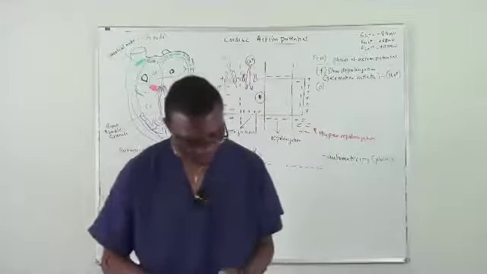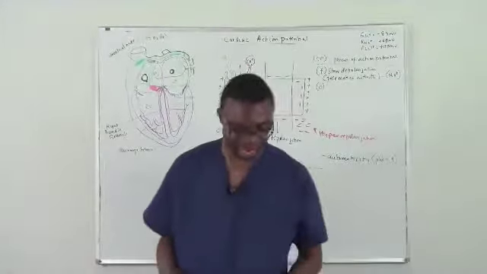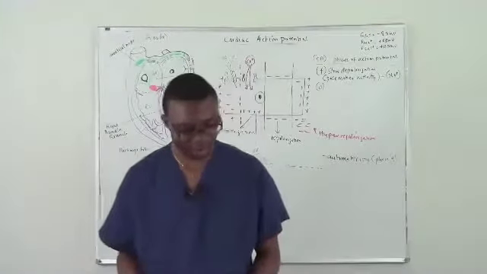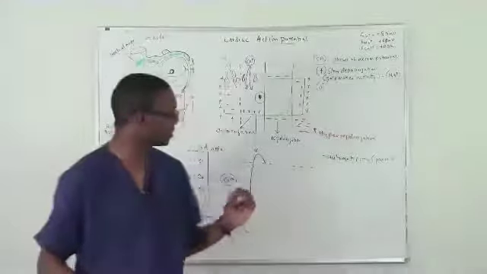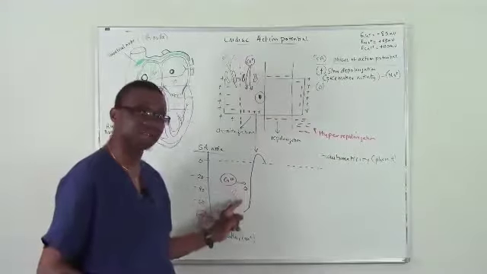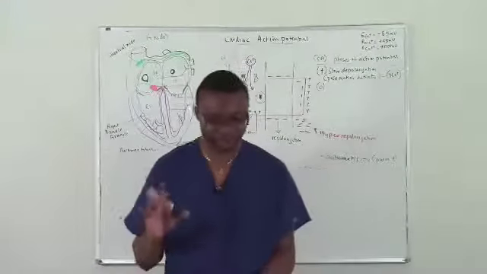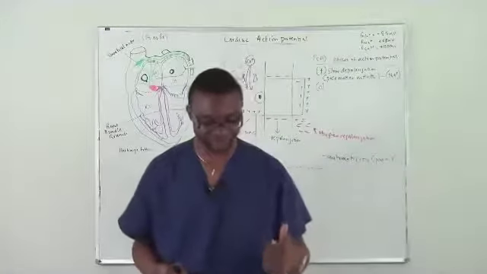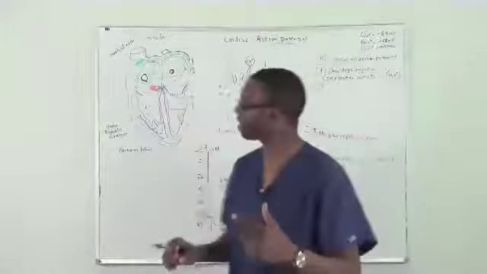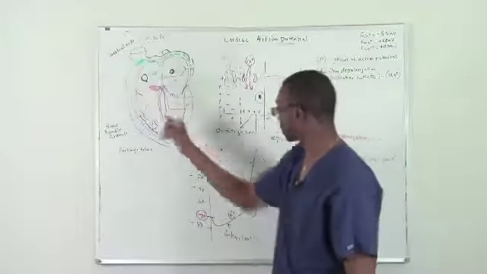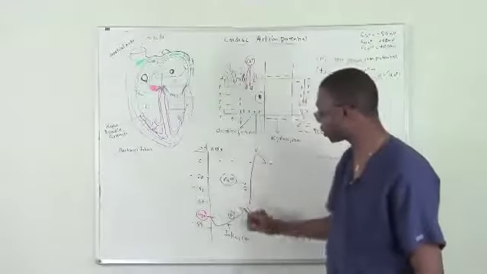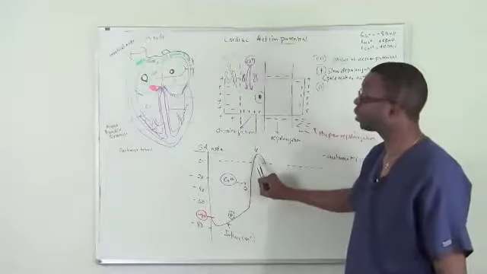Now, this is known as the ionic basis for phase 0 of the SA node. Well, this is important because this is what makes the SA node completely different from the cardiac action potential in the ventricles, the atria, and the Purkinje fibers. So the SA node is different because it's going to have a different shape to its action potential because it's going to use calcium to get its phase 0 going up.